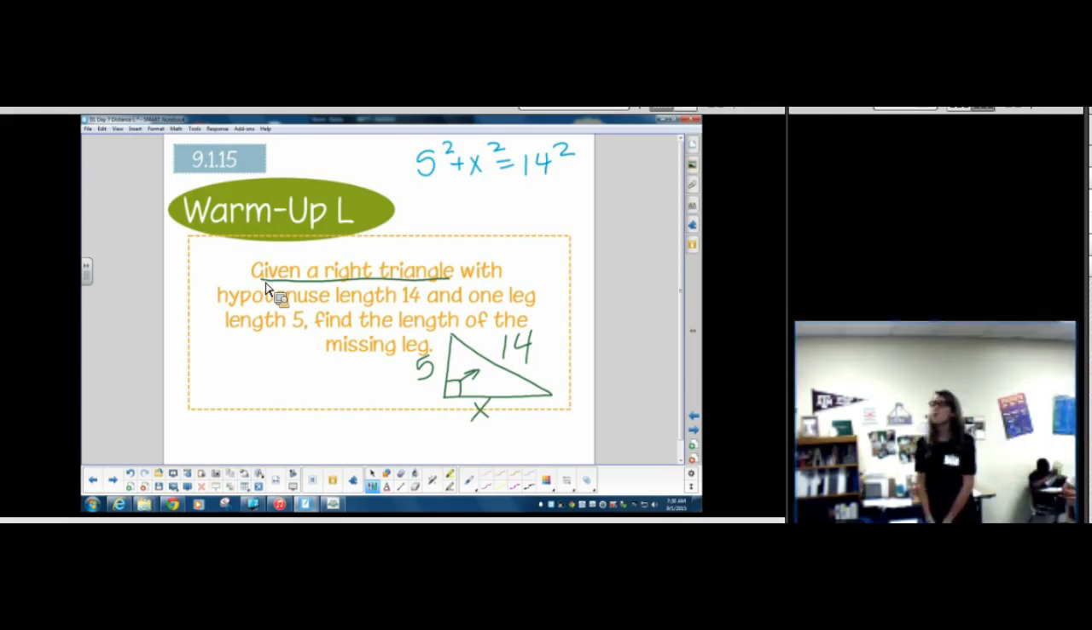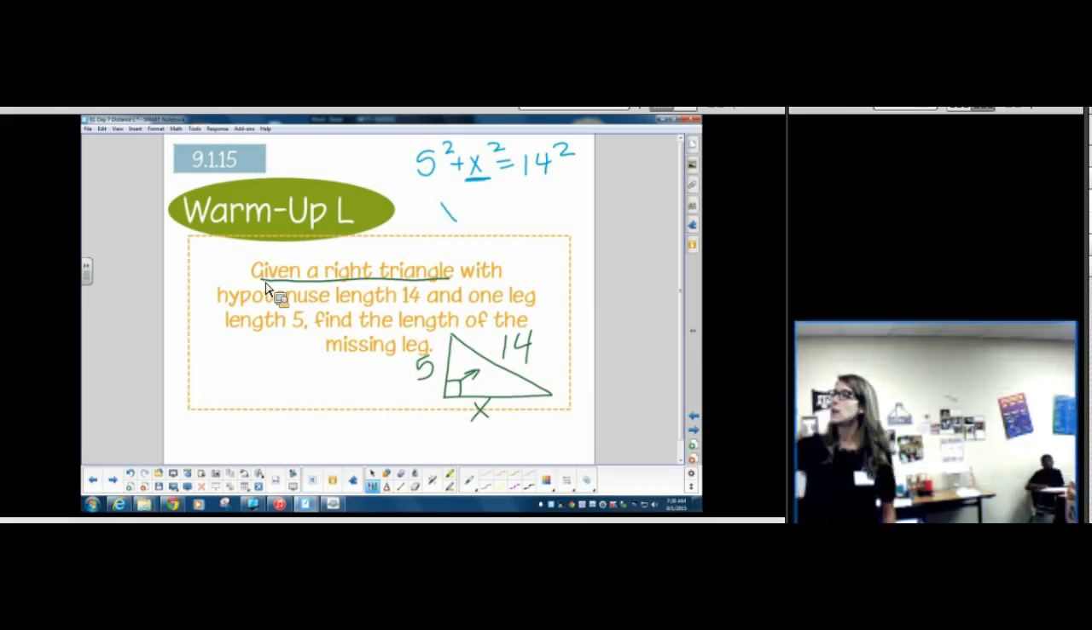Now, unfortunately, I can't take the square root of anything yet because x is not by itself. How can I get x all by itself? Let's move the 5 over. Good suggestion. How do you move something that's being added? What's the opposite of adding? Subtracting. So, x squared equals 14 squared minus 5 squared.